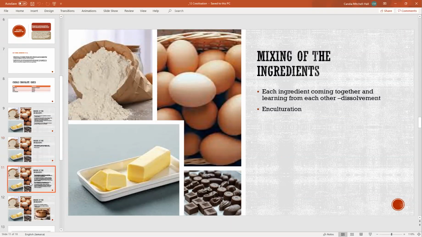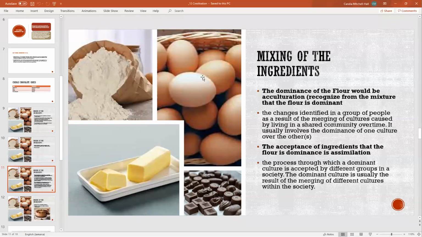the same space. While the flour, being the part of the cake or the mixture that is dominant, because it is the flour that is going to hold everything together, you would consider the flour to be the process of acculturation.